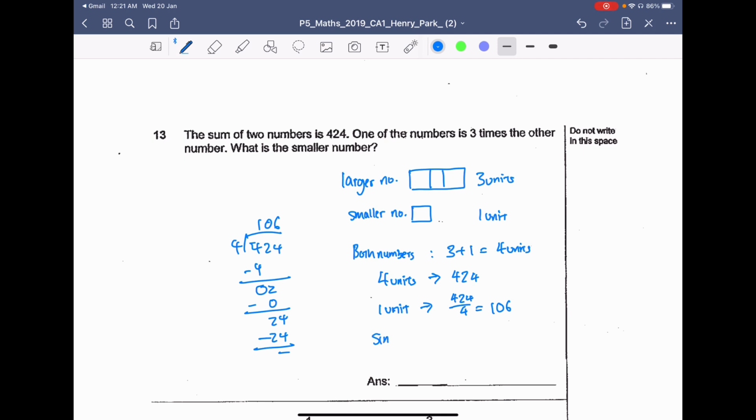Then since 1 unit equals the smaller number, thus the smaller number is 106.